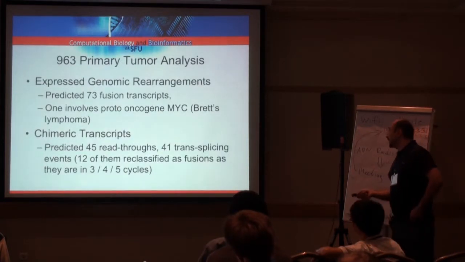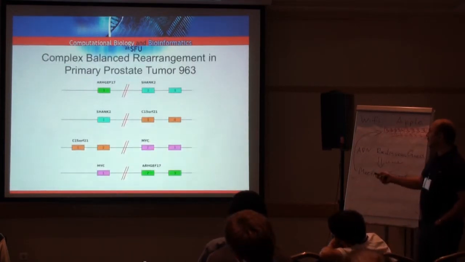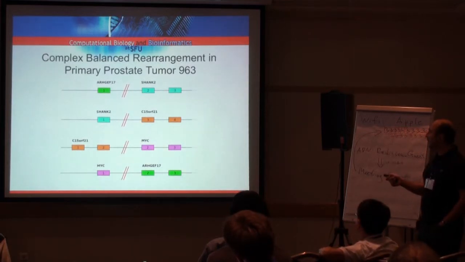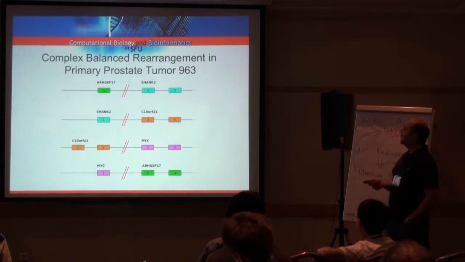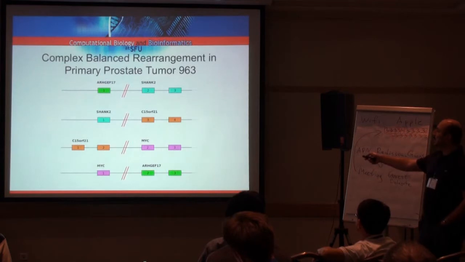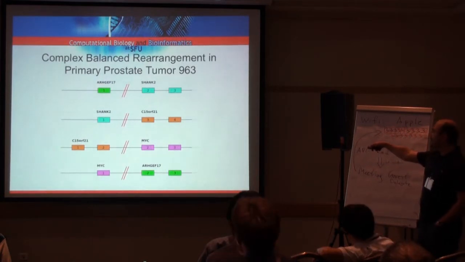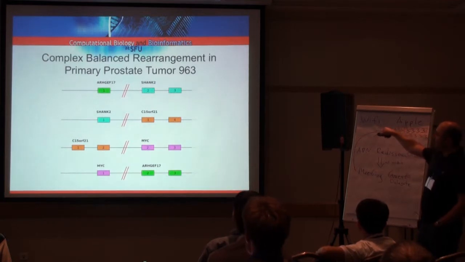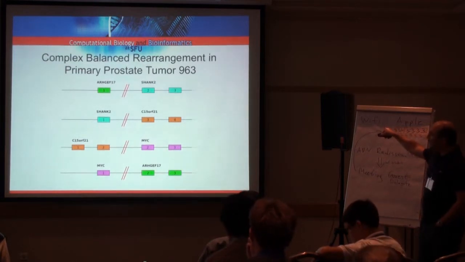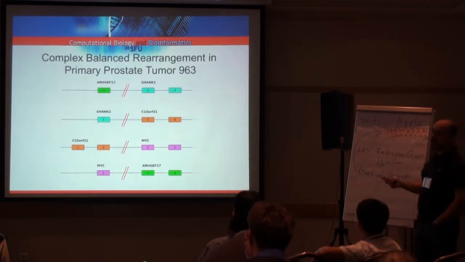And in addition, let me go through some of these figures. We were able to find some complex balanced rearrangements in 963. This is one example in which the oncogene MYC was involved. As you can see, this is an example in which 4 fusions simultaneously occur, and 2 of them were expressed.